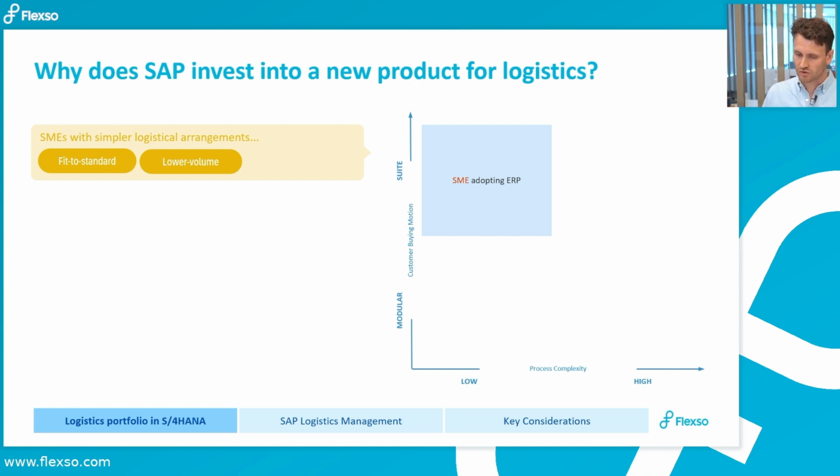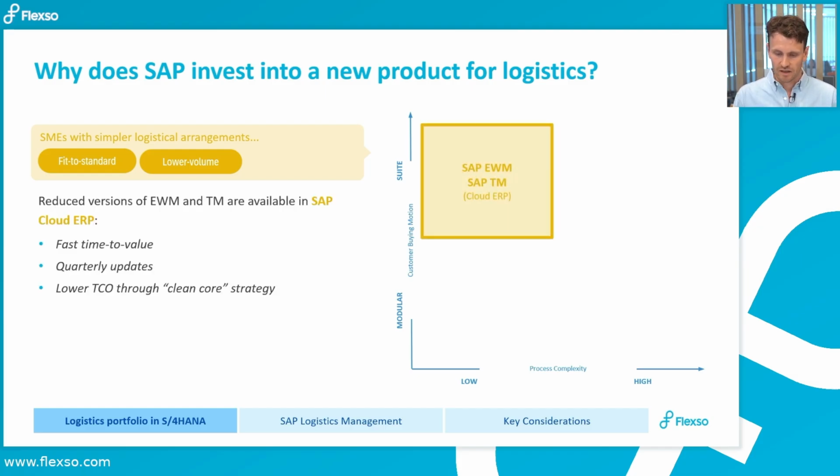Those companies, their logistics operations, well, they are fit to standard because you are obliged to do so in cloud ERP, typically come with lower volume. So basically they have more or less the same process complexity. Also in this solution, EWM and TM is embedded. So you can use reduced versions of EWM and TM. It's still the same products, but it's reduced, it grows, so more and more it comes to be an alternative solution, another solution, but the grounding of those solutions is copied from EWM and TM.